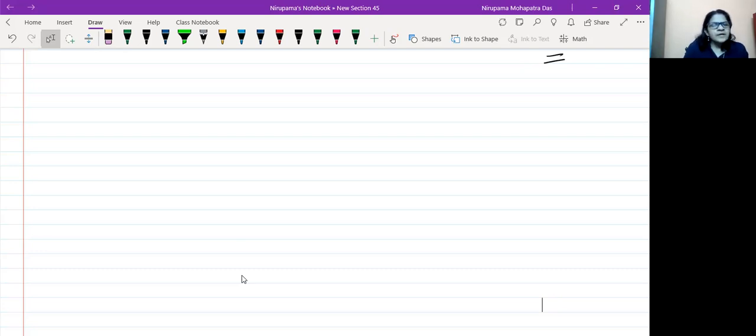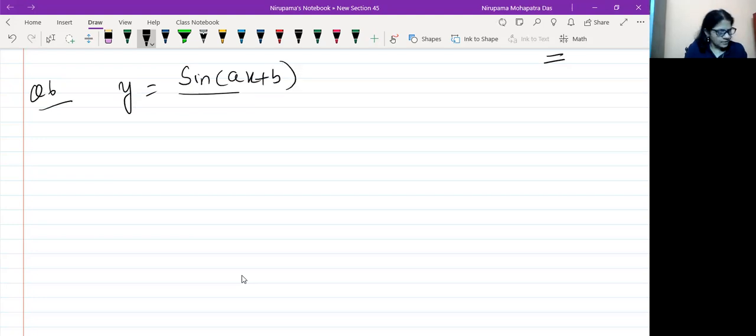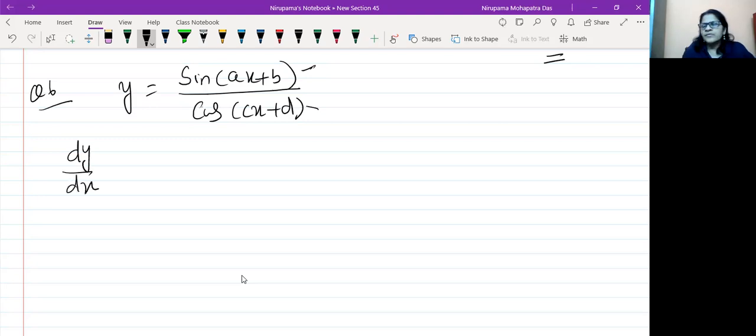Similarly, next one or two more questions. y equal to sin ax plus b divided by cos cx plus d. Okay, it is a quotient. We have done the product rule; this is a quotient of two functions. So while taking dy by dx, quotient rule, let me remind you of that.